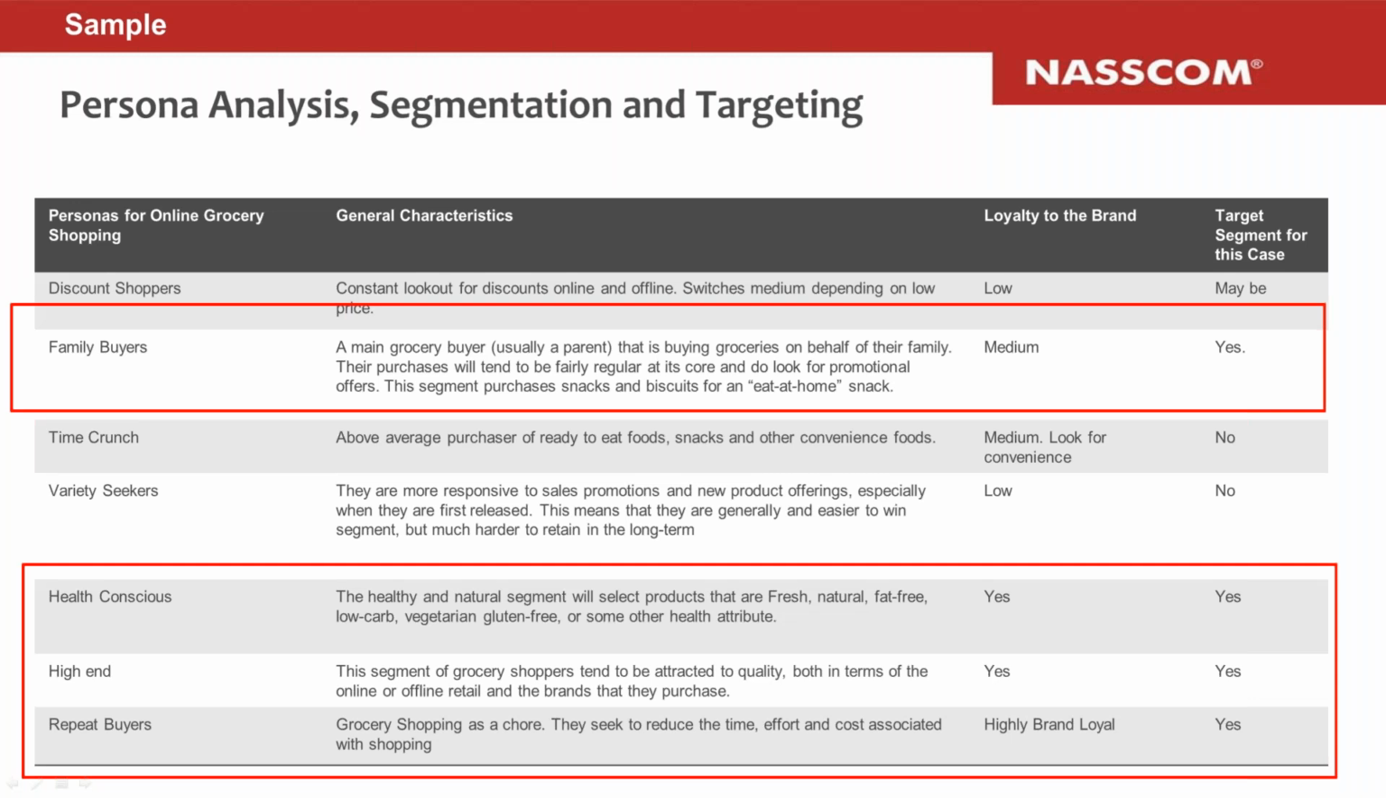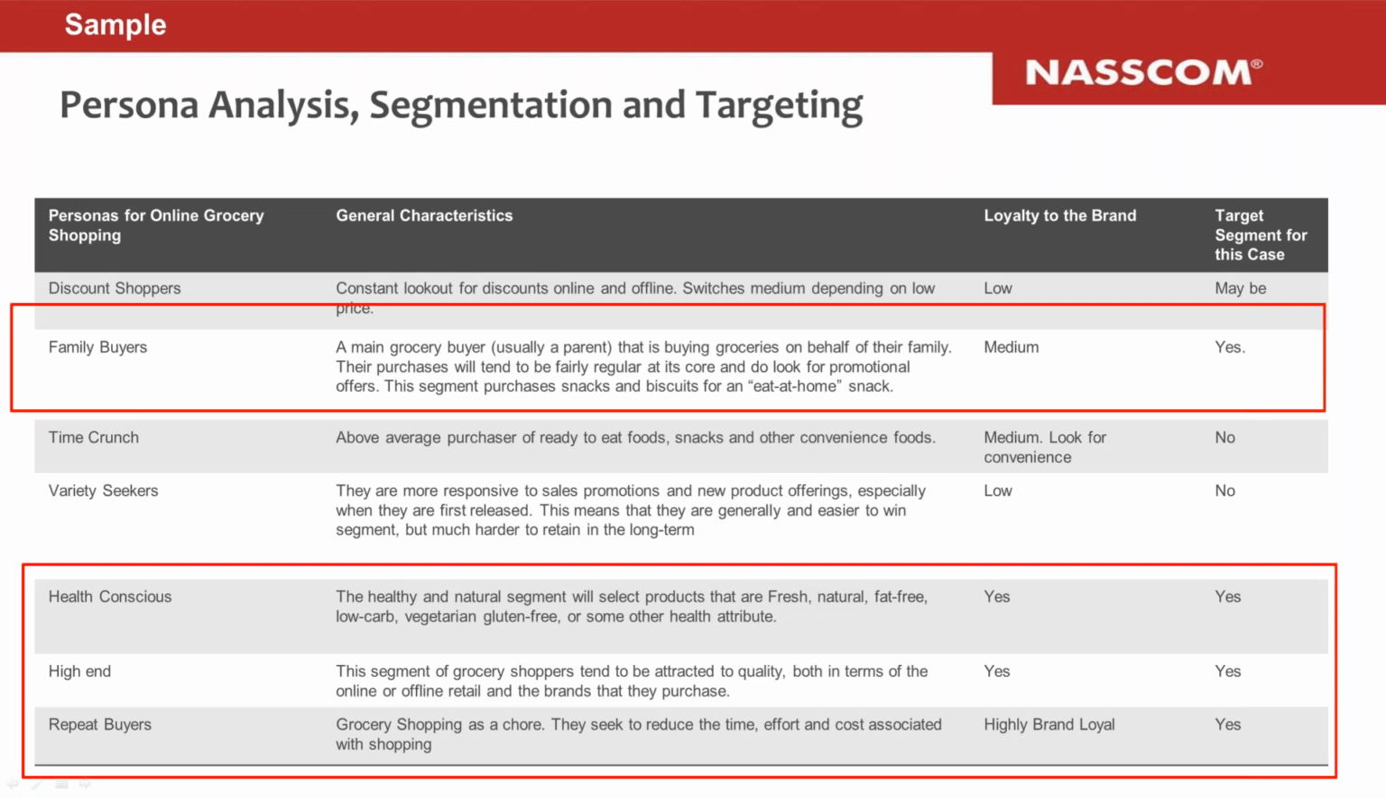What about your high-end customers? This segment tends to be attracted to quality, both online and offline, and they're really looking for high-end products, organic, maybe imported, fresh from farm and others. So they are also very highly loyal to the brand, and they would be your target segment for this case. What about repeat buyers?